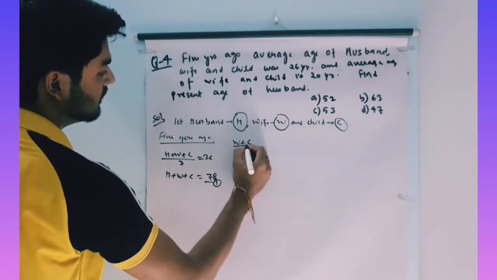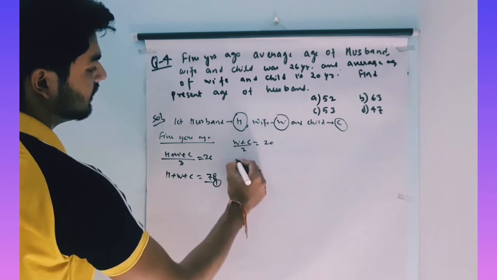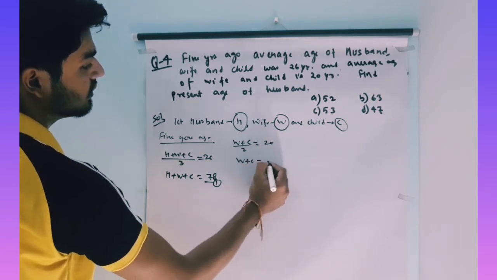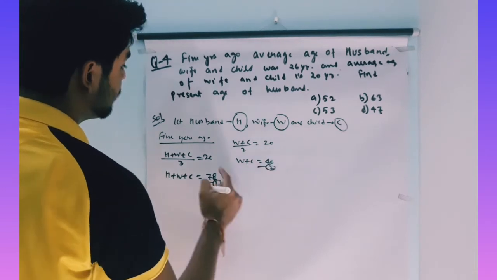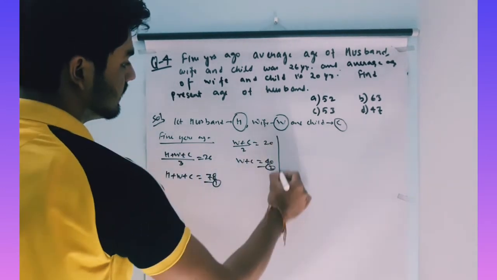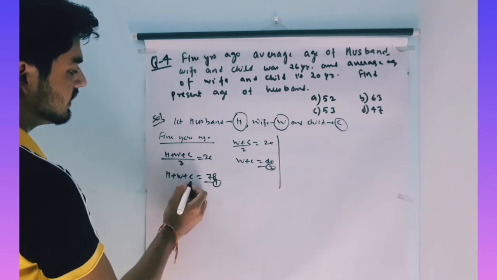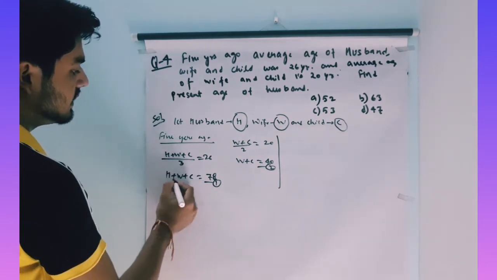And also the 5 years ago average age of wife and child is given as 20. So W plus C is equal to 40. This is the condition of 5 years ago. At present, after 5 years, each increases by 5.